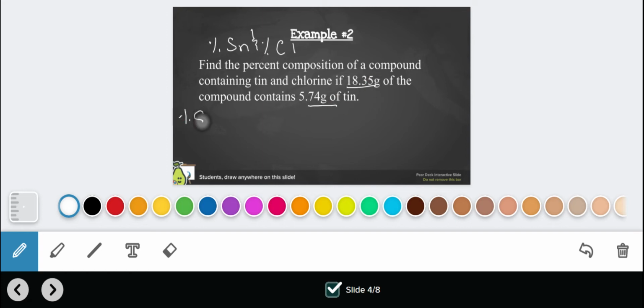So the percent of tin would be 5.74 grams of tin divided by the total, which is 18.35 grams, and then multiply that by 100, right?